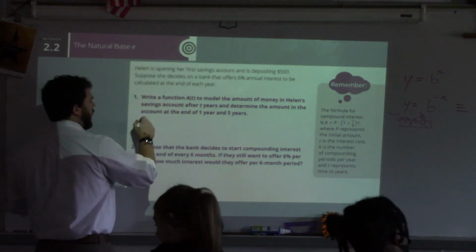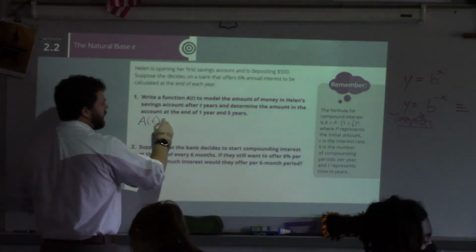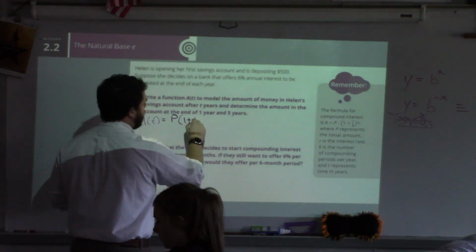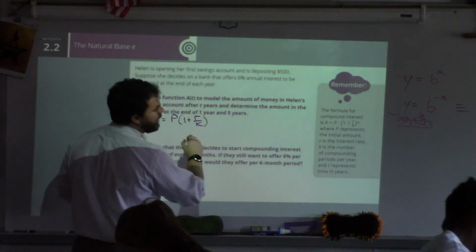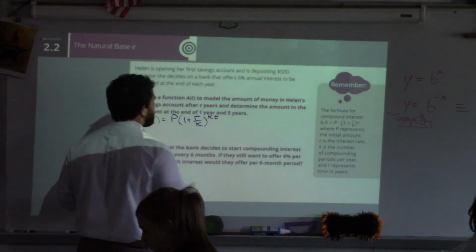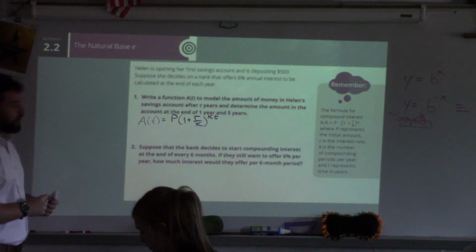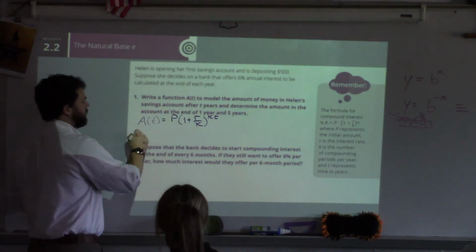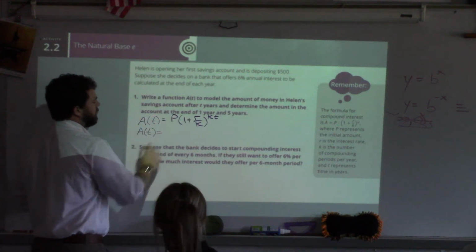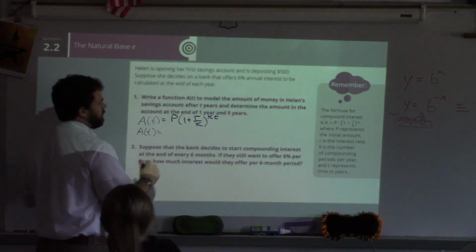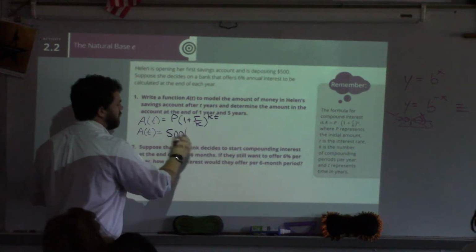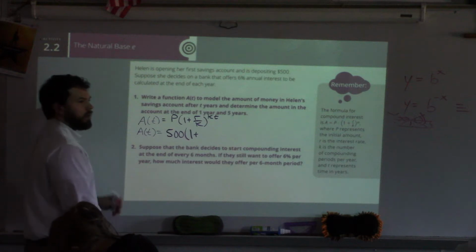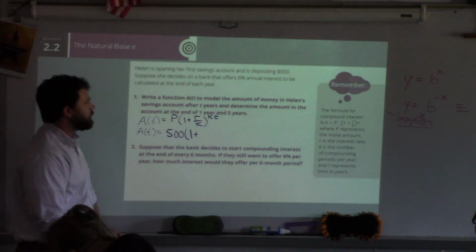So, A of t is equal to P times 1 plus r divided by k, raised to the kt. Okay? And so let's break down what this means. P represents the initial amount. What is the initial amount that Helen deposits? $500. It's still a 1. What is r? Interest rate.